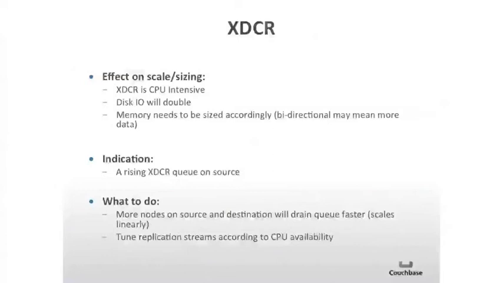I generally see between 2 and 5,000 ops per second per node for cross data center writes. That should be a range that you're expecting to see as well. And depending on your CPU, if it's much higher, you can add more replication streams. If it's much lower, you can reduce those streams to not have as much of an impact on the CPU, but you're not going to be able to get data across as fast.